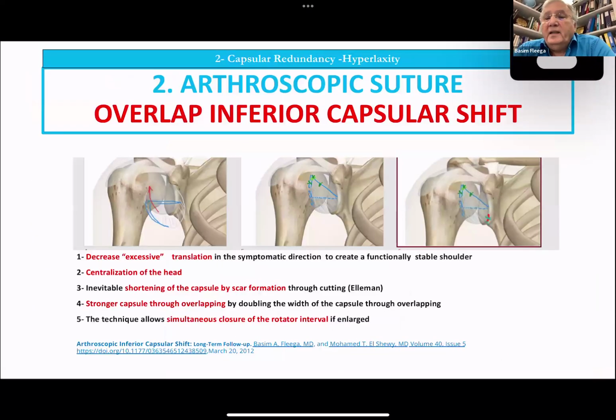Now, for enlarged capsule, we have the translation of the inferior capsular shift. We call it the overlap inferior capsular shift, arthroscopic overlap inferior capsular shift. We cut the lower half of the capsule in L shape, and then we pull the lower half over the upper half and tie it together. Of course, this is added to a Bankart repair if present. With this, we get a good centralization of the head in the glenoid and a stronger capsule through overlapping. And also, we can close the interval if it is open.